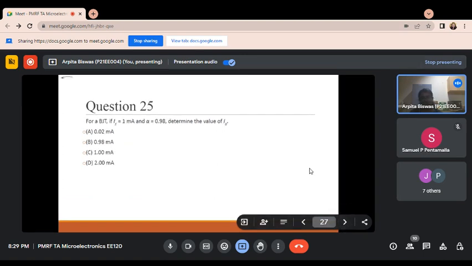Next is question number 25. This is a small numerical. Please solve these equations and give the right answer. I am coming back in 1 minute.